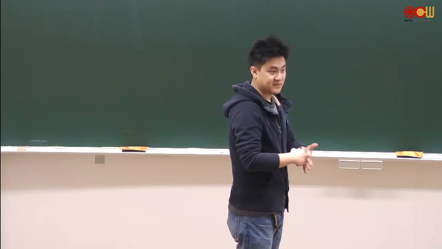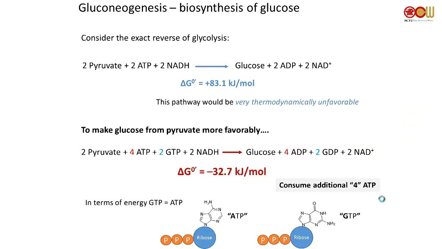If you look at the two equations, the top one and the bottom one, you see that you consume the same amount of NADH. I'm going to tell you, you have to consume the same amount of NADH. Can somebody tell me why? You can consume different amounts of ATP, but you have to consume the same amount of NADH.